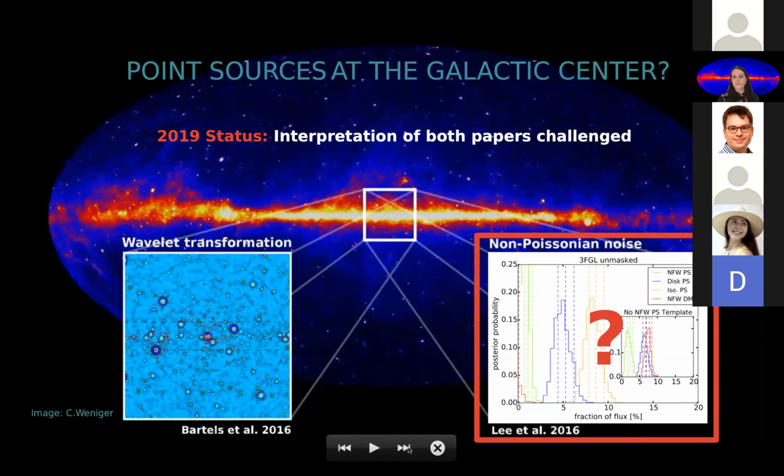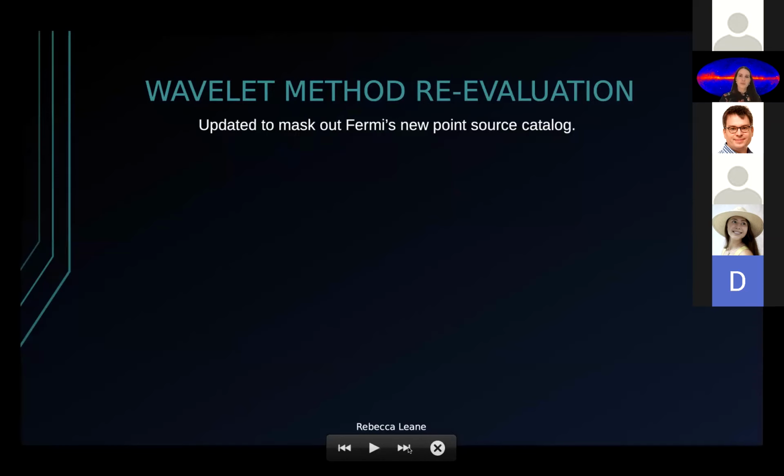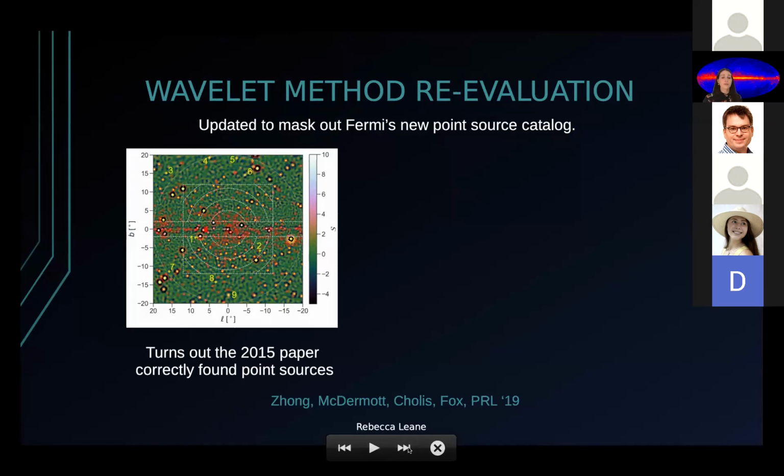Okay, so at that point, it looked like, well, maybe we need to look a little bit more into this method to understand what's happening, but it didn't seem like the evidence for point sources really was robust with this method. And then the really interesting other update was with the wavelet transformation as well. So another group went back and tried to reproduce this result from 2015. And what had happened since 2015 is Fermi had released a new point source catalog. So a point source catalog is really just a list of where the point sources are and some information about them.